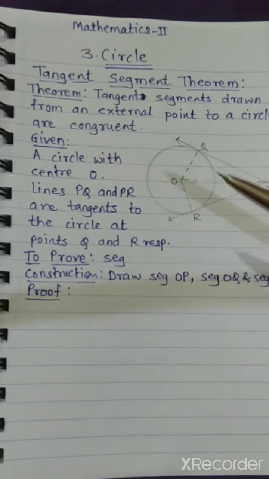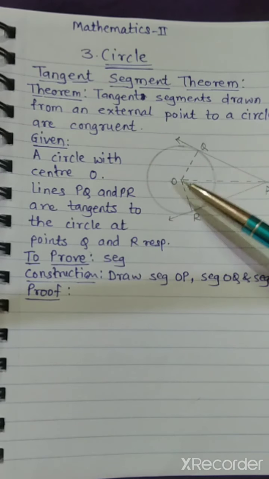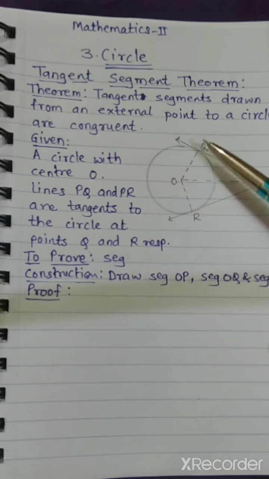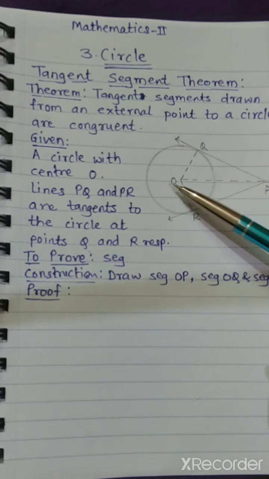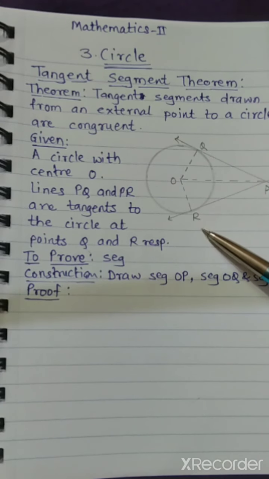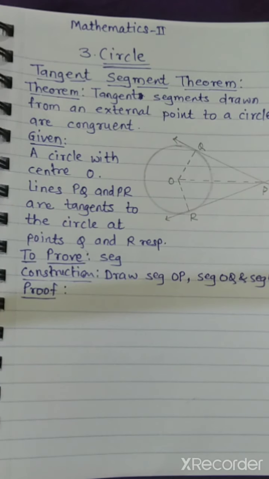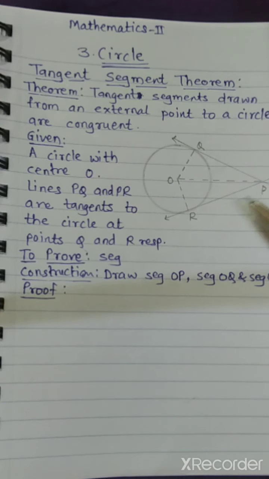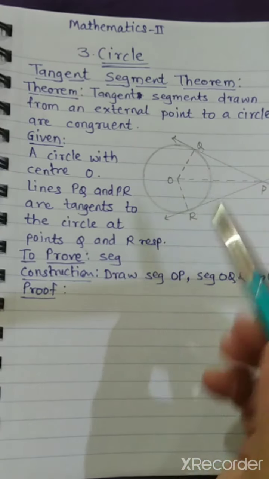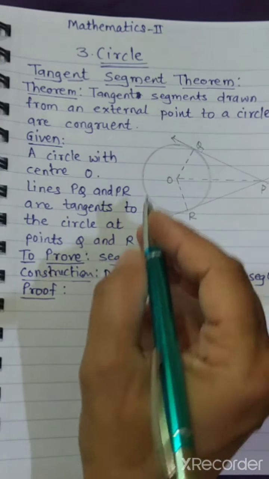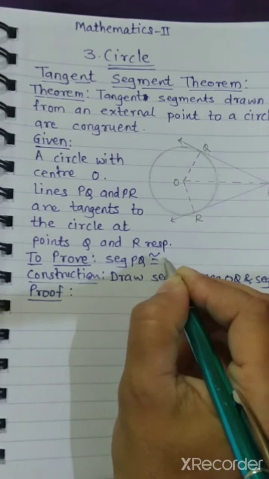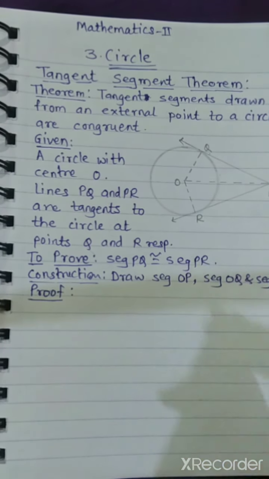Now what is given here? In the figure there is a circle with center O. You can take different letters for P, Q, R, O also. Here there is a circle with center O that is given, and lines PQ and PR are the tangents of the circle at point Q and point R respectively. Now we have to prove that segment PQ is congruent to segment PR.